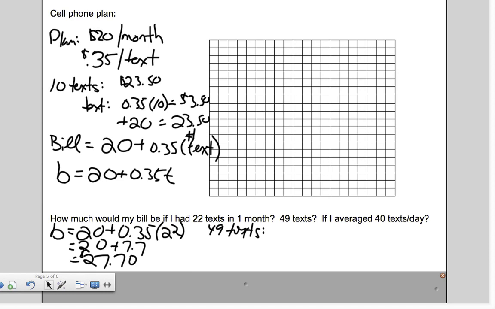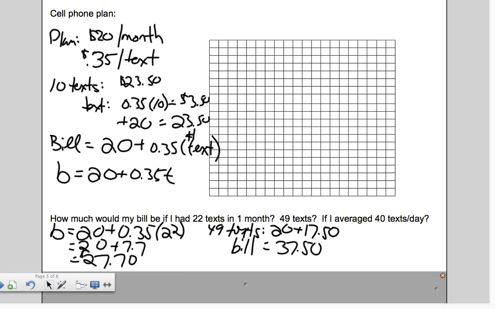How much would 49 texts be? How can I calculate that? So we plug it in our calculators, right? 49 times 0.35 is $17.50. You have a calculator, take it out. Go to your calculators. Yes, exactly. 1750? Okay.